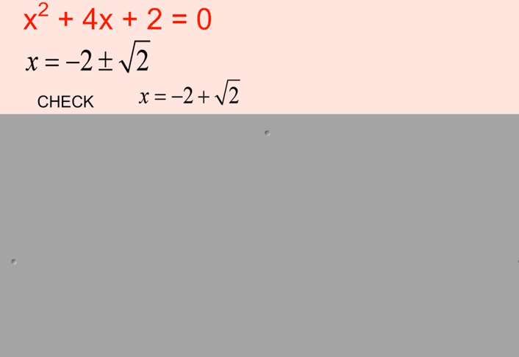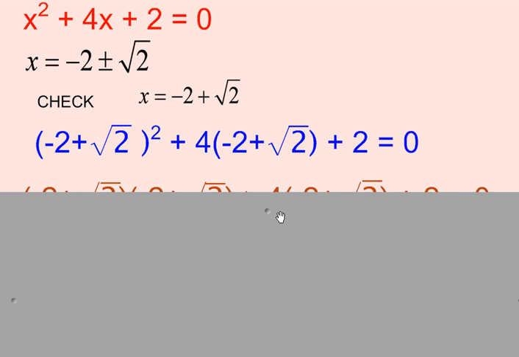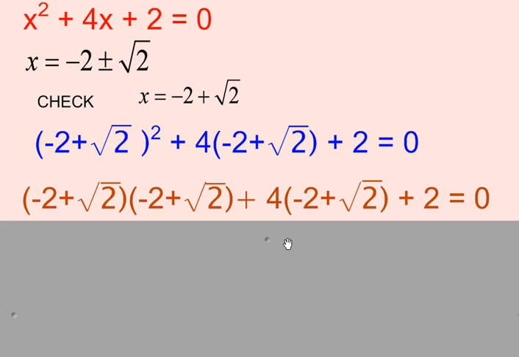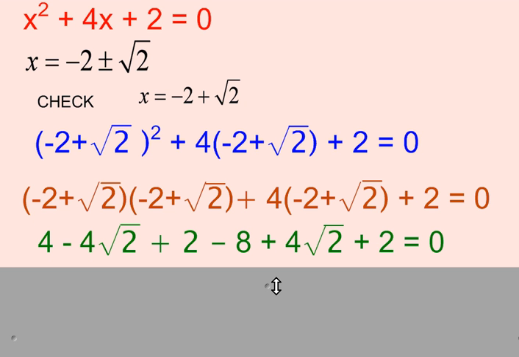Again, if I would like to check that answer, I again could put that value of x into my quadratic, and I chose just to take one of the solutions, negative 2 plus root 2, and if I put that into our quadratic, I'd have negative 2 plus root 2 quantity squared plus 4 times the quantity negative 2 plus root 2 quantity plus 2. I'm going to have to FOIL out the first term. And in the third step, I have actually FOILed the first term and distributed in the second term.